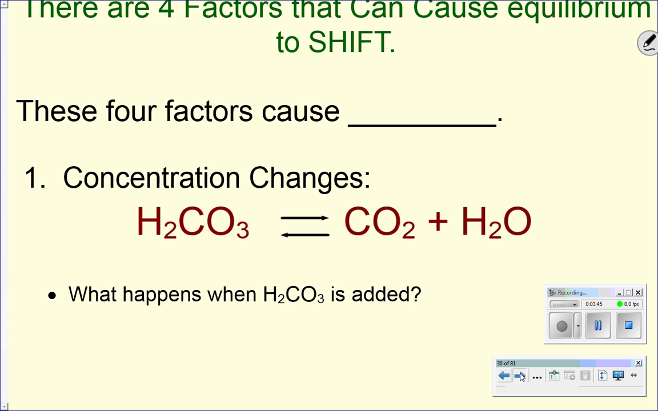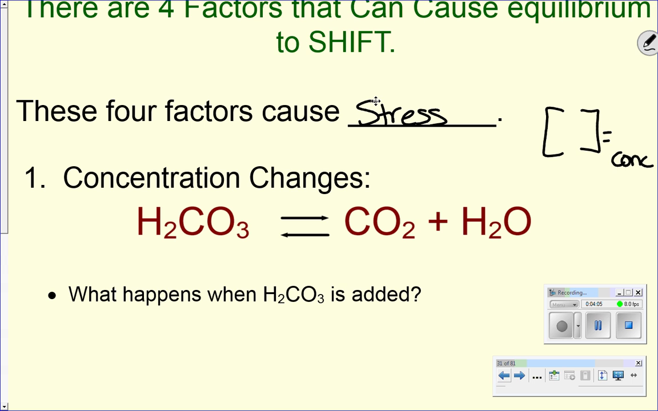So there are four factors that can affect equilibrium or cause this shift. Again, these four factors are causing what we call stress. I will be using the abbreviation of brackets to mean concentration. So whatever's inside of there just means the concentration of whatever that species happens to be.